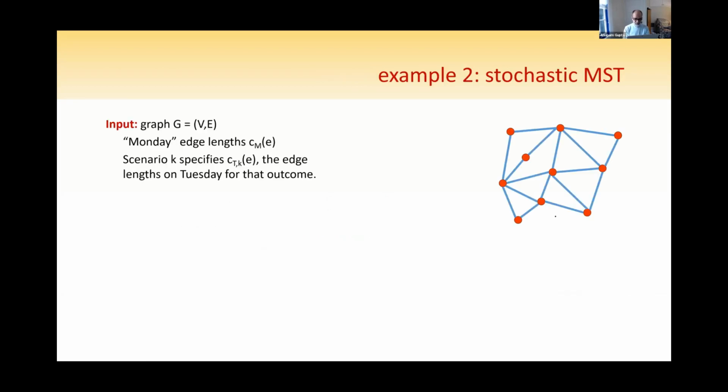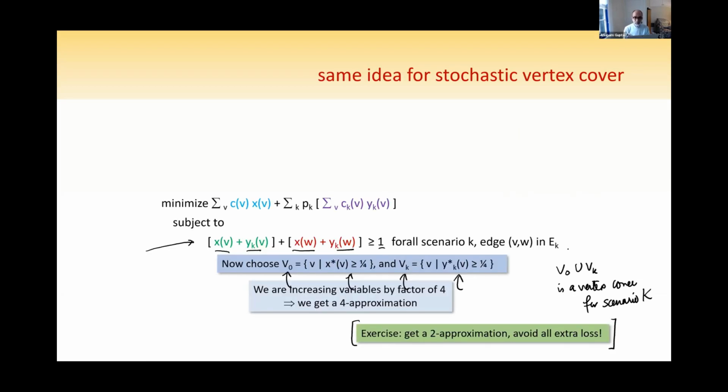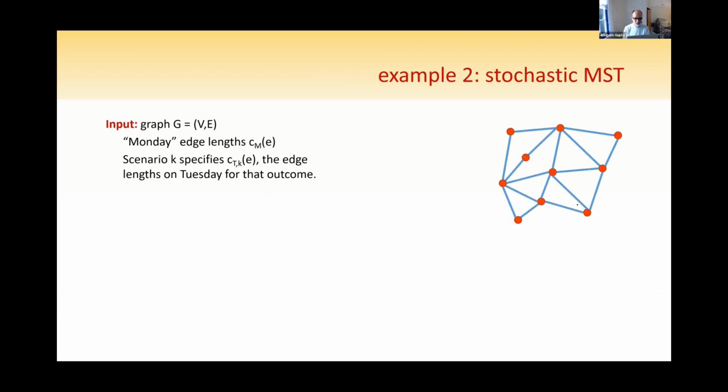Let me give you another problem where now we'll have to do a little more. It's the same idea, so I want to build on this. So what's the problem? Let's stretch mentally. I want to solve a problem called stochastic MST. I give you a graph, there are lengths on the edges, and you want to build a spanning tree.